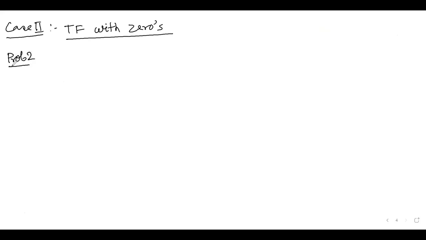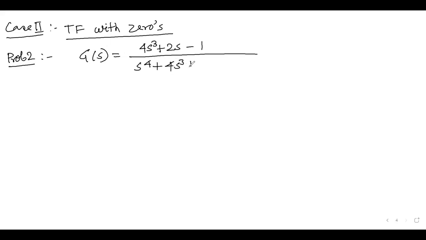Find the transfer function. Find the state variable representation of the system whose transfer function is given by (4s³ + 2s − 1) divided by (s⁴ + 4s³ + 3s² + 2s + 1). Now the system has zeros. There are 3 zeros.